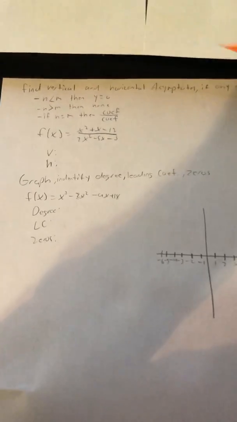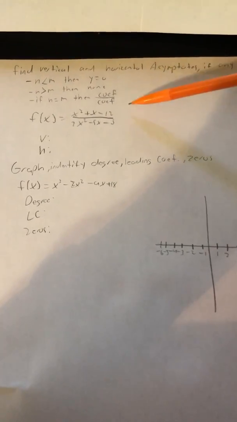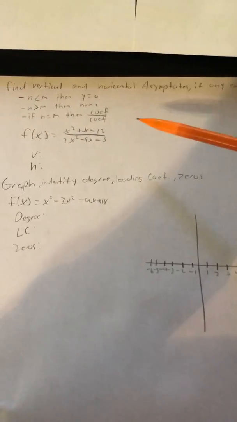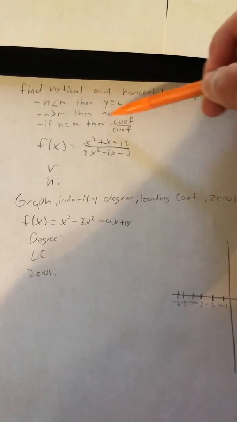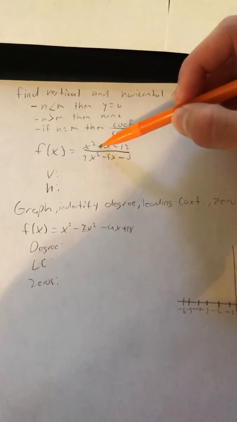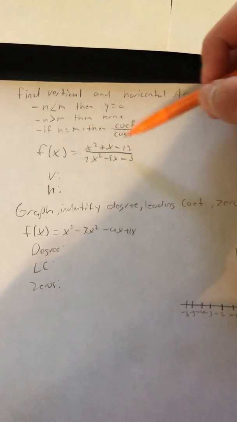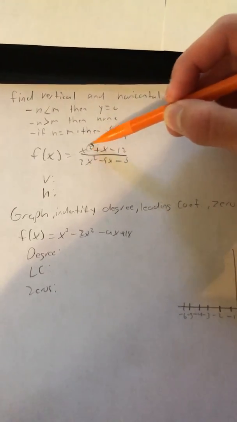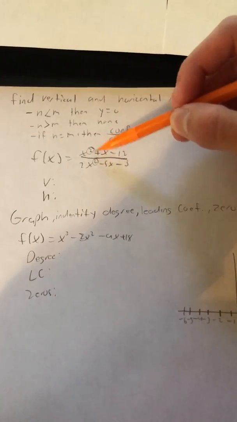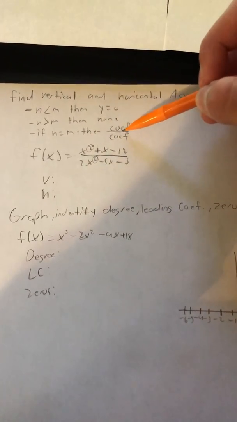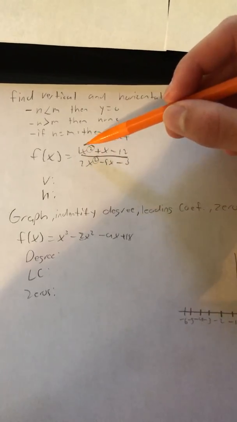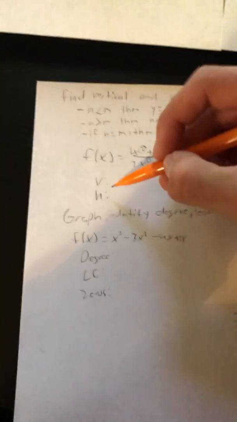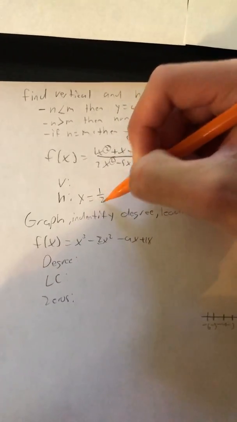So here we have two problems. The first one is going to be a rational function, and it's asking us to find the vertical and horizontal asymptotes, if any exist. There are a couple of rules that go by this, and in this situation, this is the rule that applies. If n equals m, then you look at the coefficients. So we look at the leading exponents, and 2 and 2 are the same, they equal each other, so you look at the leading coefficients, which would be 1 over 2. So that means the horizontal asymptote is going to be y equals 1/2.